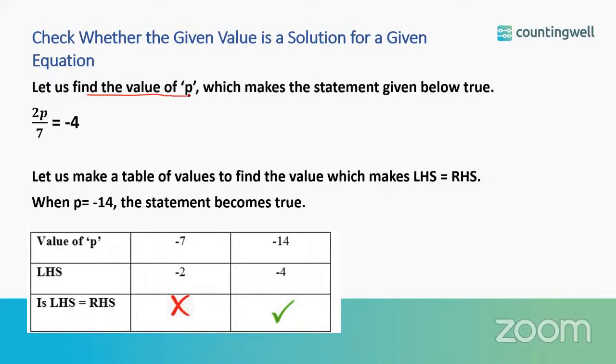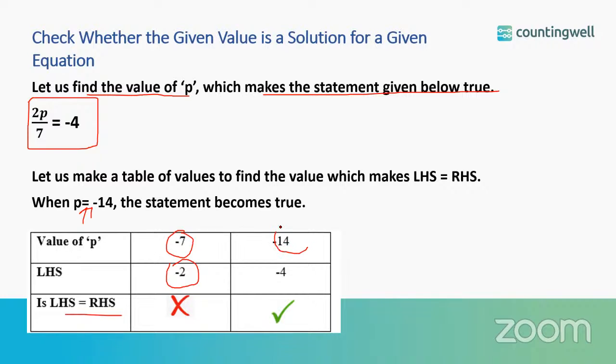Now let us find the value of p which makes the statement given below true. We have one equation: 2p upon 7 is equal to minus 4. If we substitute p is equal to minus 7, what will happen? Let us see. Once we put minus 7, this will give 2 into minus 7, which is minus 14, divided by 7, is equal to minus 2. So that is not where we are getting LHS equal to RHS.